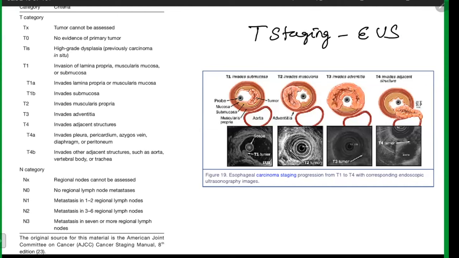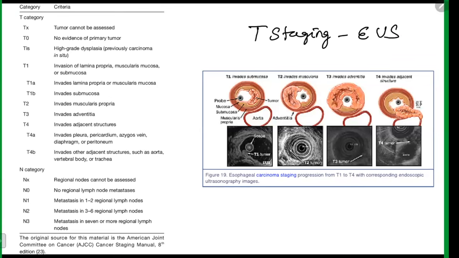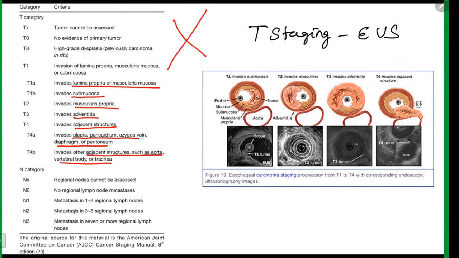According to recent changes in your textbook, T1a stands for lamina propria and T1b stands for submucosa. T2 is muscularis propria, T3 is adventitia and T4 is adjacent structures. When it invades pleura, pericardium or diaphragm, it is T4a, and aorta, vertebral body or trachea, it is T4b. But remember, this classification is not necessary for your exam. For exam preparation, T staging is based on endoscopic ultrasound: T1 submucosa, T2 muscularis propria, T3 adventitia, T4 adjacent structures.